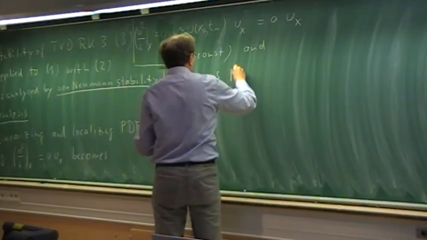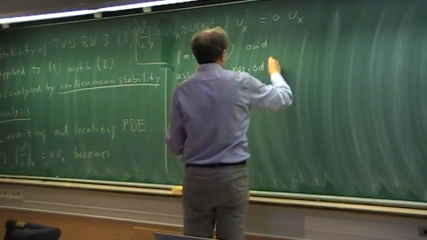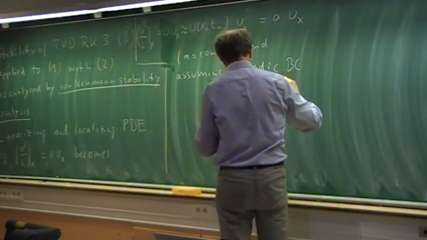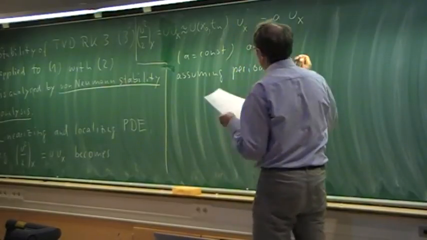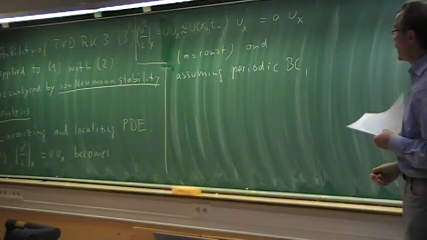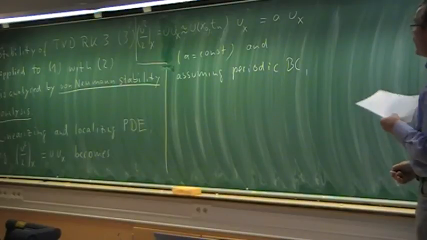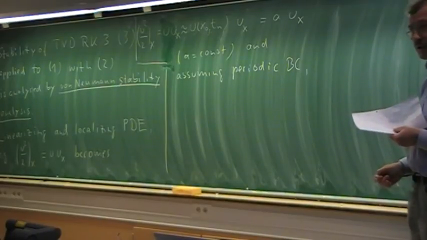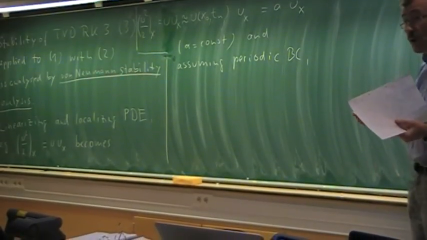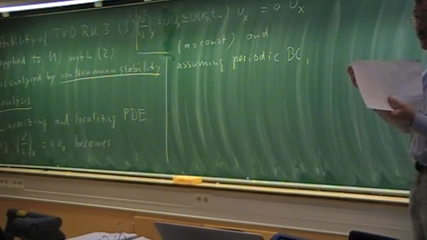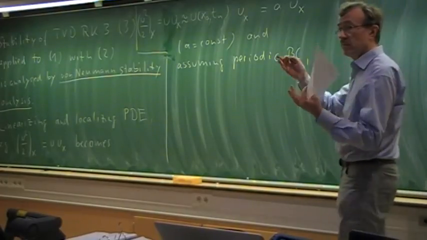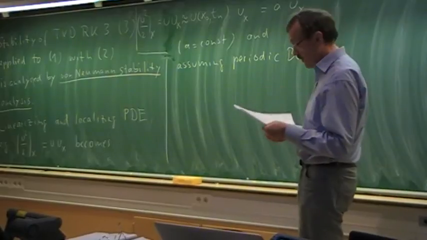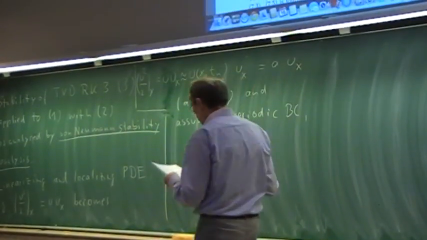So assume periodic boundary conditions. Then we can go ahead with the Neumann analysis, and then we can do what we usually do. We can use a Fourier mode and test everything for just one Fourier mode. Of course, they are linearly independent for the different wave numbers, so we can do that.